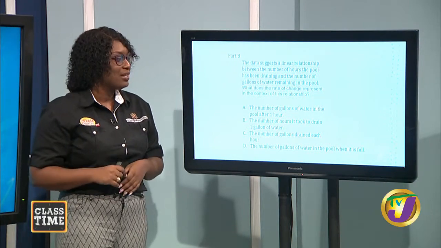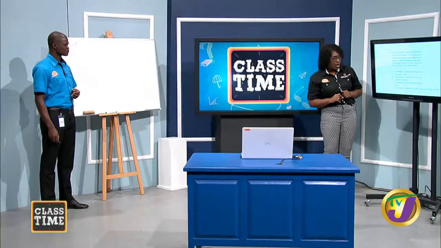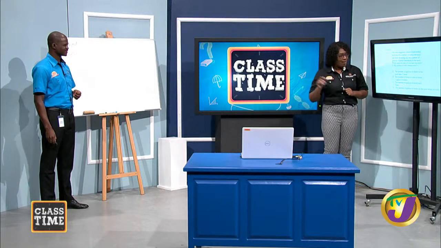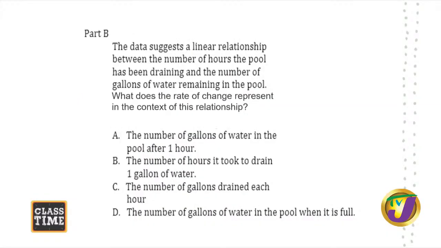All right. So we have 4 options. You ready? Yes. All right. Option A says the number of gallons of water in the pool after 1 hour. Option B, the number of hours it took to drain 1 gallon of water. Option C says the number of gallons drained each hour. And option D says the number of gallons of water in the pool when it's full.